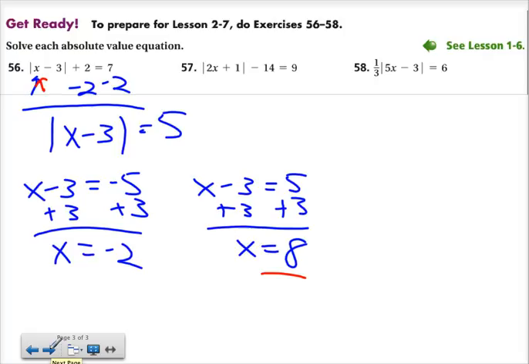So don't forget that for these last three problems, you have to isolate that absolute value first before you do your two escape routes, your positive and your negative. That should be it.